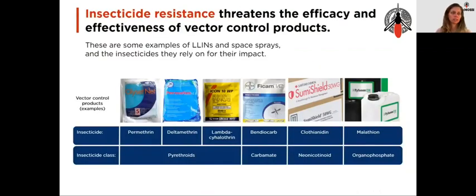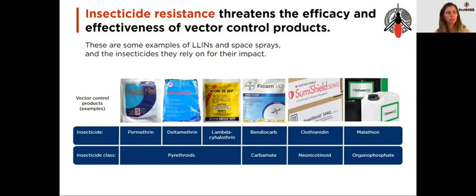There's a range of different insecticides, and these are grouped together in classes based on their mode of action, the way that they kill the mosquitoes. It's really important to understand this because insecticide resistance usually develops at the level of the mode of action or insecticide class. So when insecticide resistance develops, it's important to switch to a different class of insecticide. So from a pyrethroid, you may need to then switch to a carbamate or a neonicotinoid.